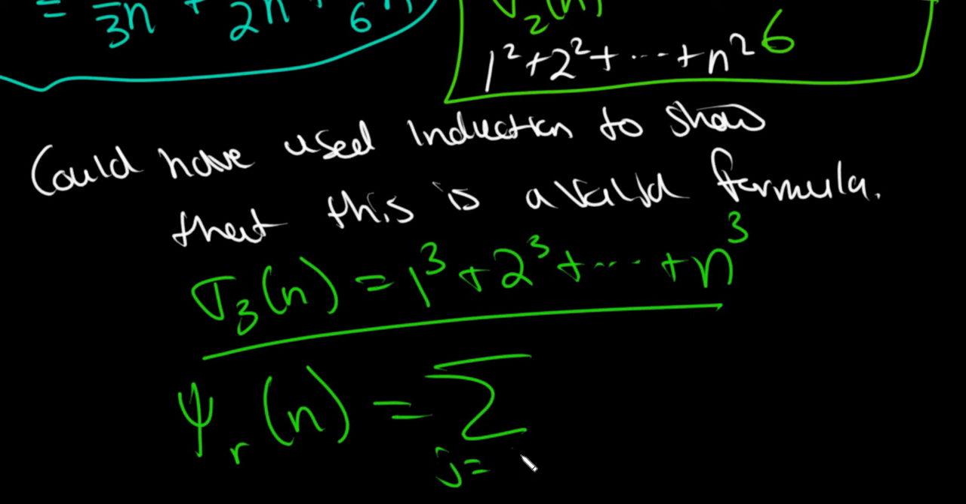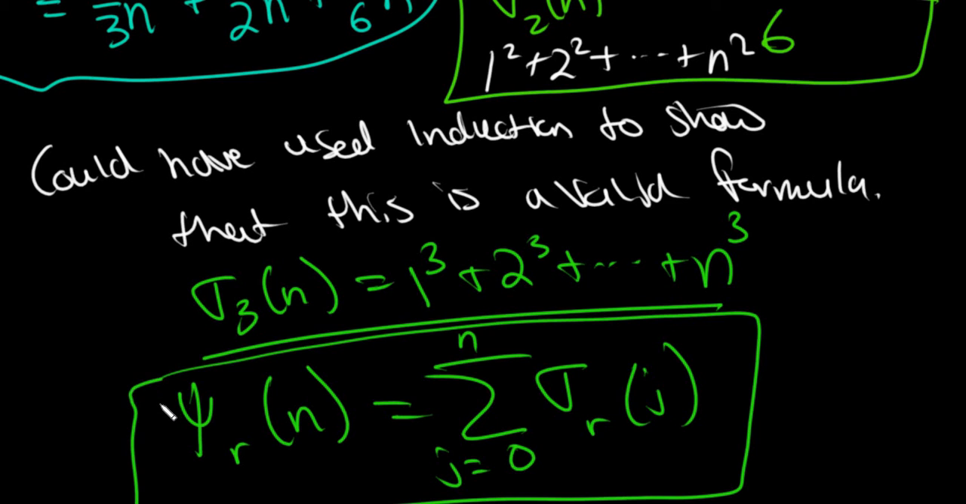Now, I'll start my index at 0. It doesn't really matter. From 0 to n of sigma r of j. This is the new function that we're going to be dealing with in a couple of videos.